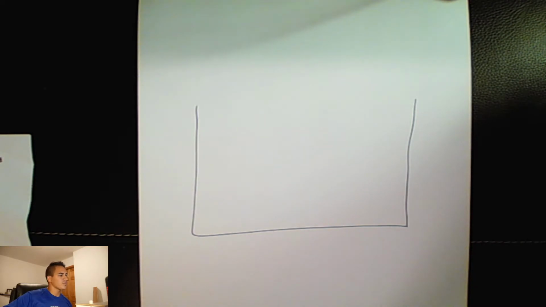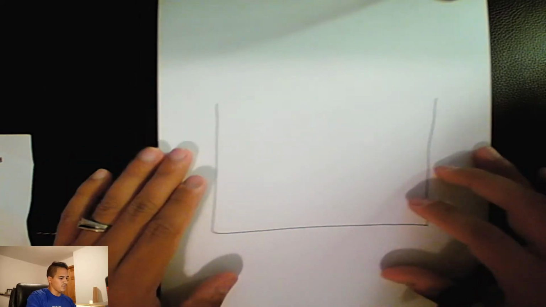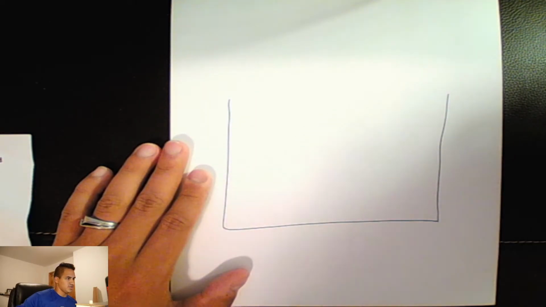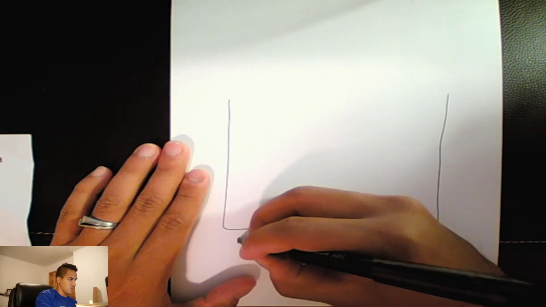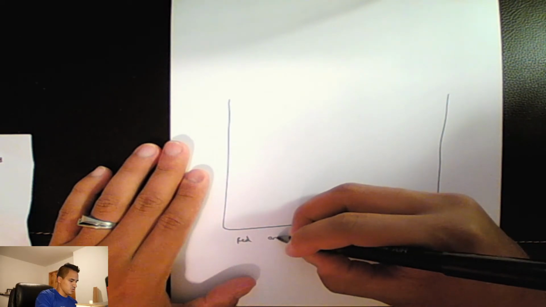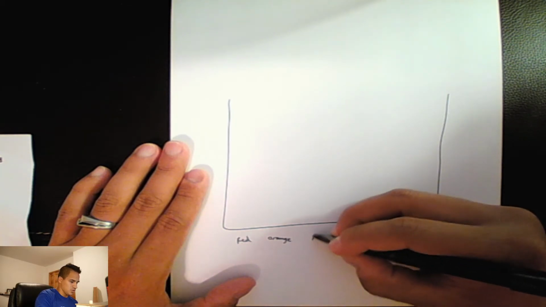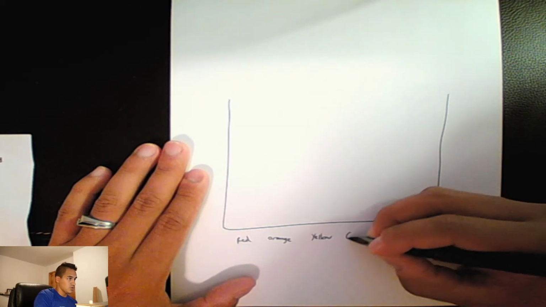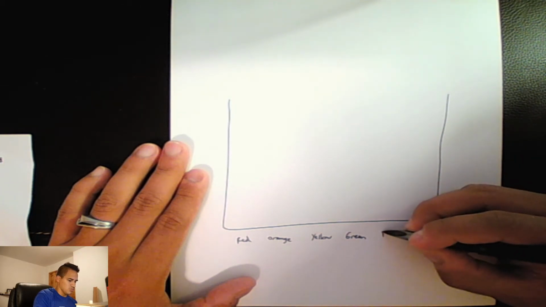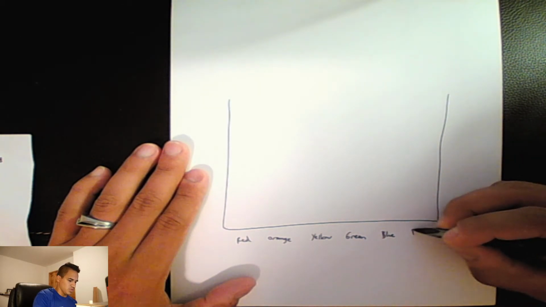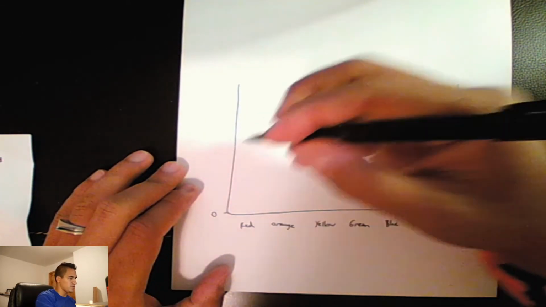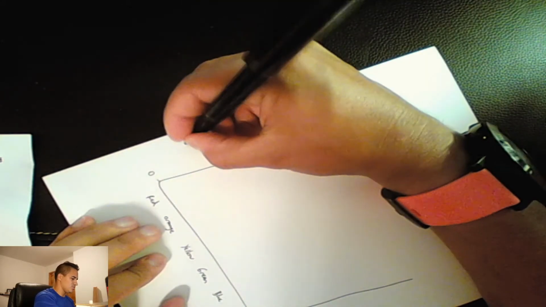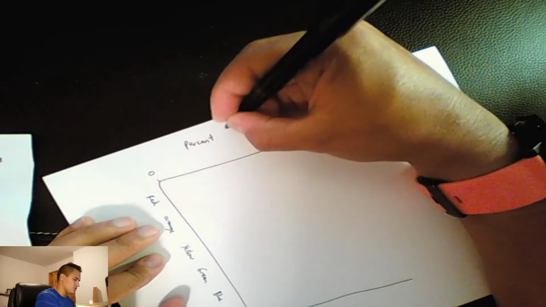All right. So we have this piece of paper here in front of us, and I'm just going to make some bars. I guess we'll go red, orange, yellow, green, blue, and brown. Bottom will have 0, and this is percent error. And at the top we have 100%.